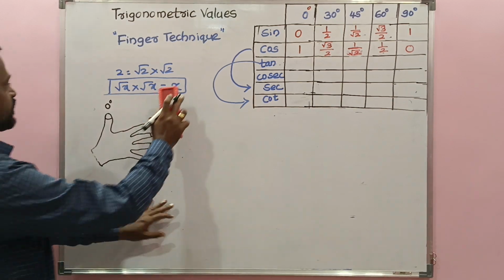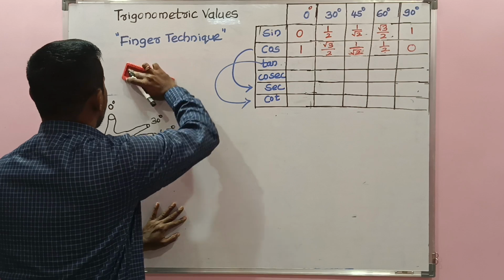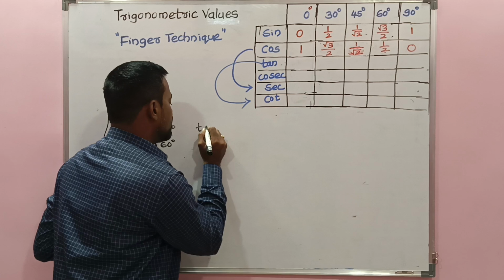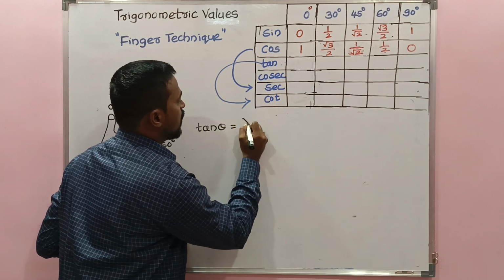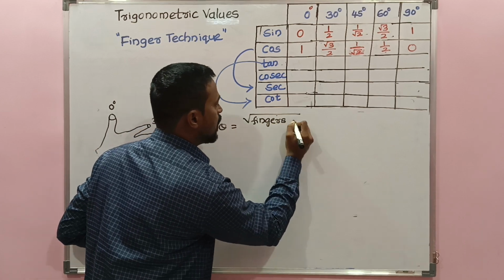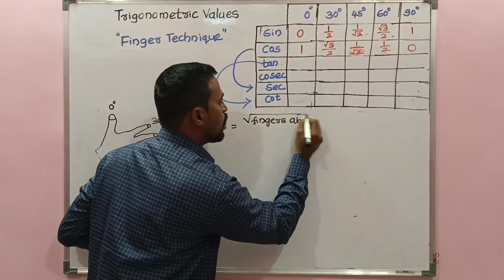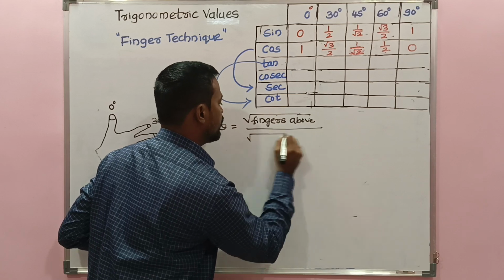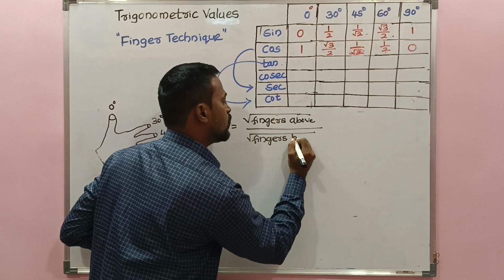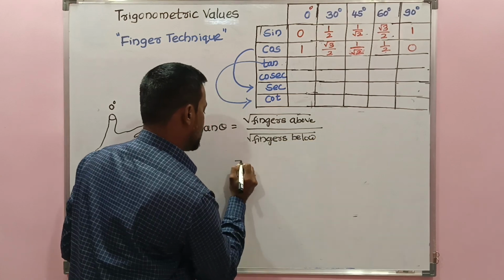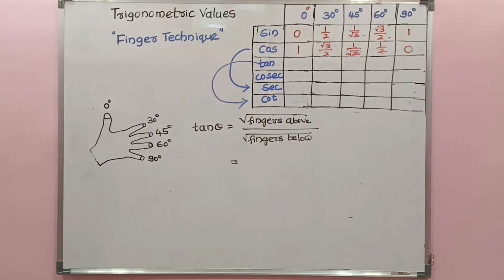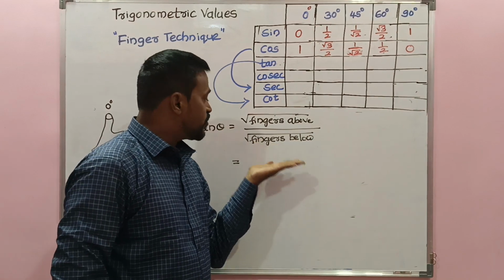Now, let us write this. For tan, the answer is very simple. Under root of fingers above divided by under root of fingers below. Okay, under root of fingers above divided by under root of fingers below.